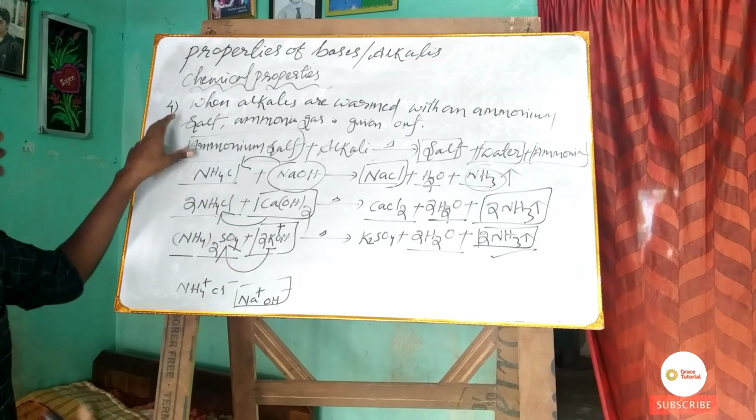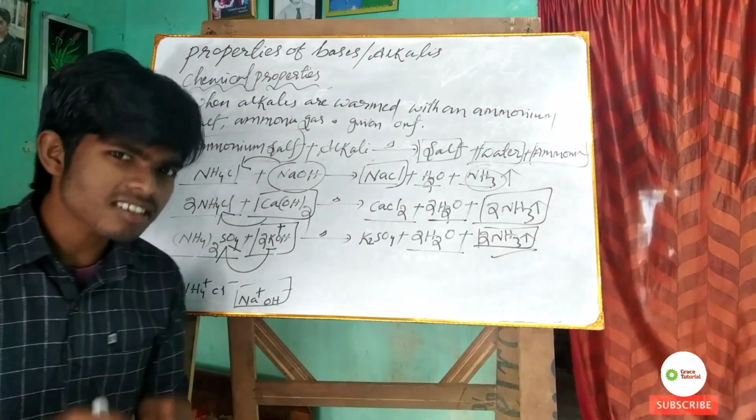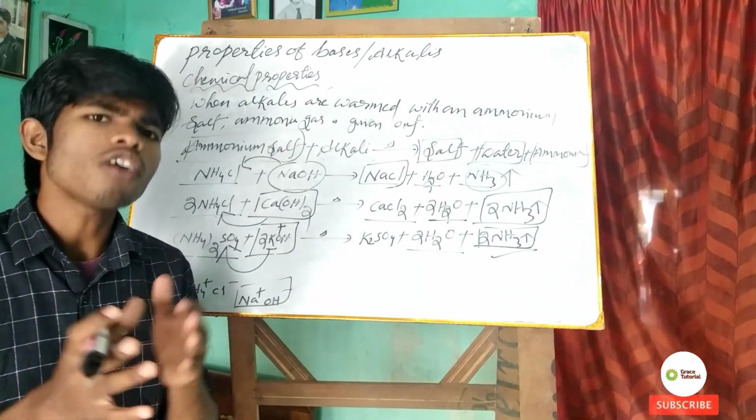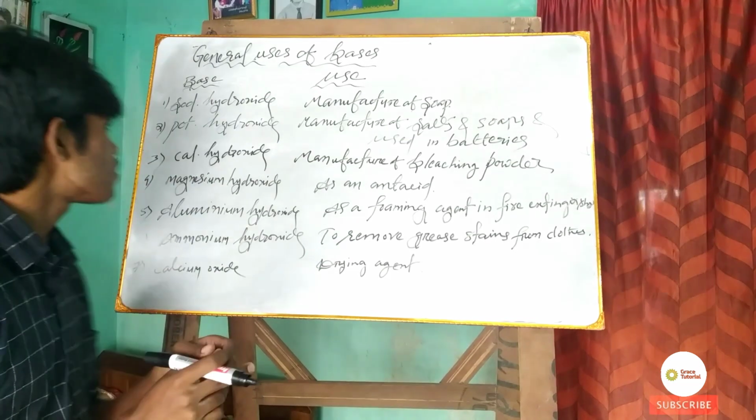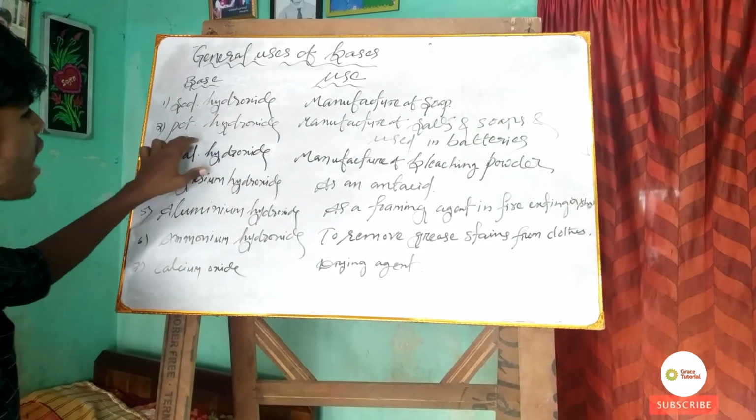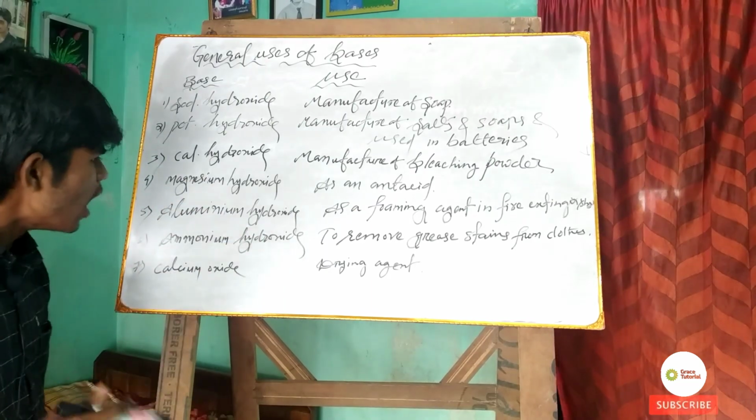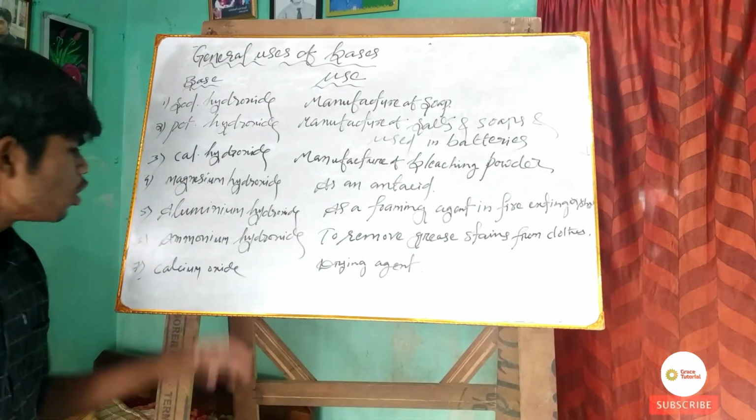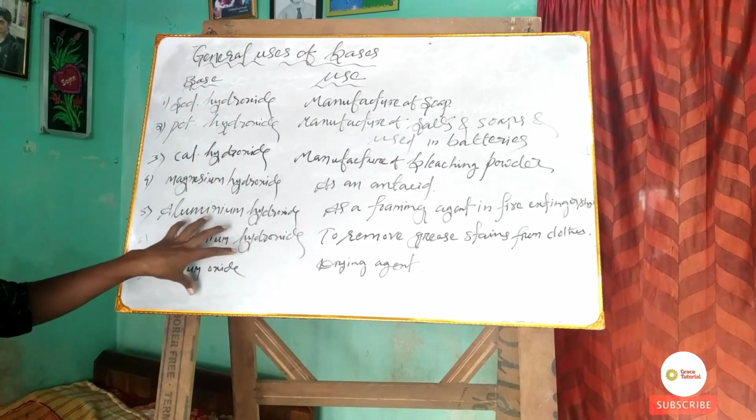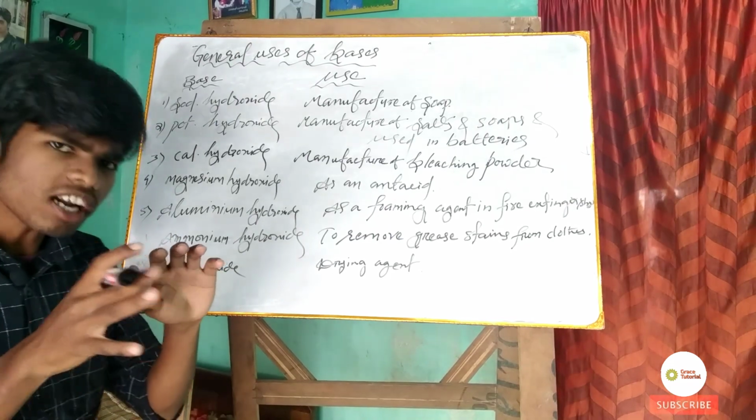Well, that's all about the fourth chemical property of the bases. Now we will discuss some of the general uses of the bases. We have various bases such as sodium hydroxide, potassium hydroxide, calcium hydroxide, magnesium hydroxide, aluminum hydroxide, ammonium hydroxide, and calcium oxide. These bases are used in different ways.